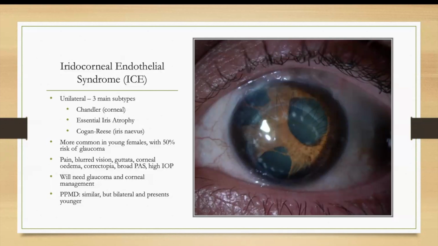The main difference between ICE and PPMD, because they can be quite difficult to distinguish clinically, is that PPMD is bilateral and it tends to present in younger patients, younger than ICE syndrome, and it's usually autosomal dominant, inherited. So these are patients who are going to have a family history. PPMD is less likely to progress into glaucoma. You're looking at more like 10 to 20% of patients with PPMD will progress to glaucoma. They typically have more corneal issues, but ICE syndrome definitely carries a very high risk of progressing to glaucoma. So that pressure really does need to be managed.